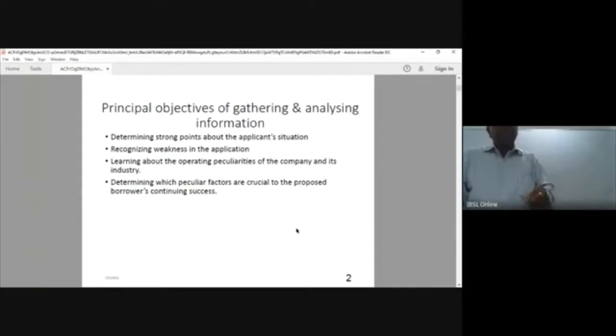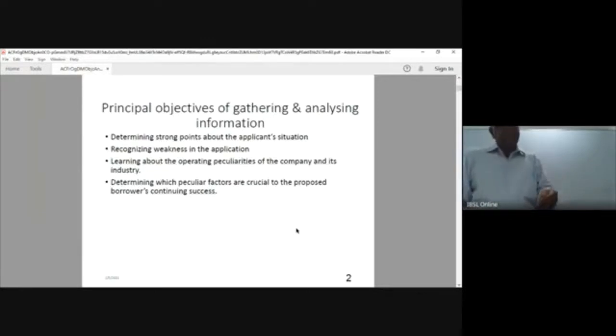Learning about the operating peculiarities of the company and its industry. Learning about the operational aspects of that customer company, which may be a private limited company or a corporate customer operating in a particular industry. What are the operating peculiarities of the company as well as of the industry where they are operating? This will be important for our commercial credit, especially corporate credit evaluation. This factor is very important, and we are going to discuss it there also.